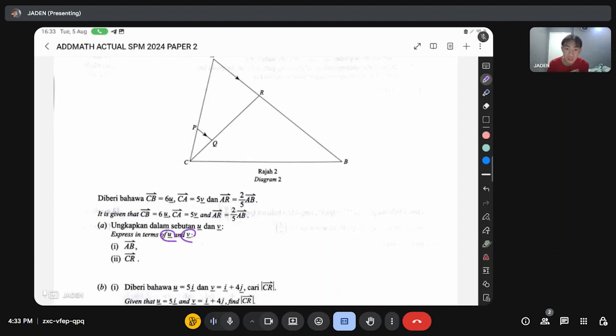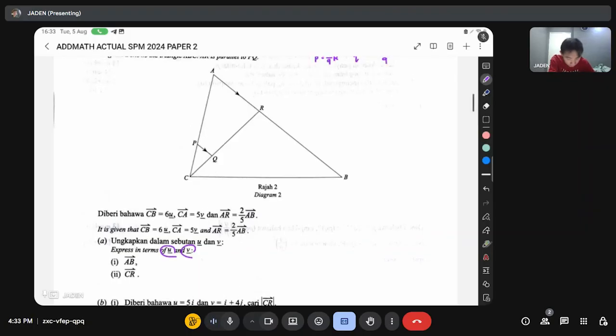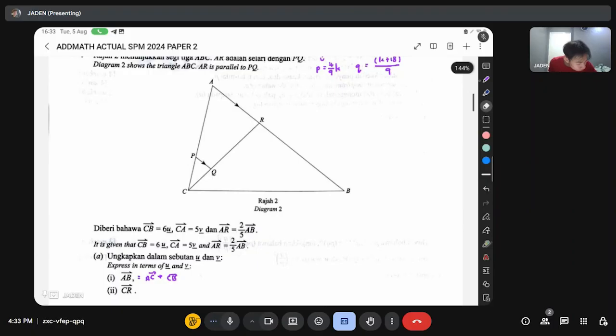For AB, this is actually AC plus CB. But before I start engaging with the question, I would always write down my information first. For example, I have CB. CB is 6u, given from the question. And then I also have CA. CA is 5v. What else do we have? We have AR is 2 over 5 AB.